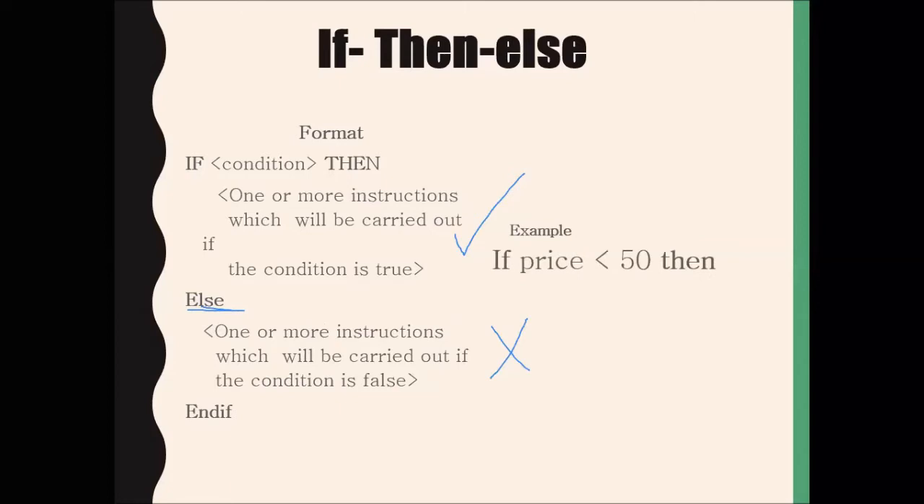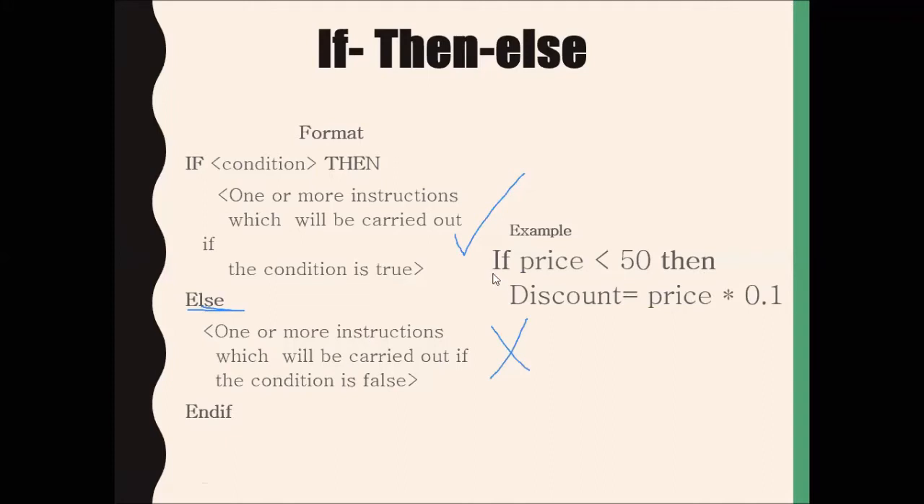Example. So if price is less than 50, then what should happen if this condition is true? We want to apply a discount of 10%. Now remember last week when we said that it's best to start practicing with 0.1 or decimals. It's best to start practicing converting your percentage to decimals, because when you transition into program implementation, you can't use the percentage sign. So this is basically saying that we are finding 10% of the price.